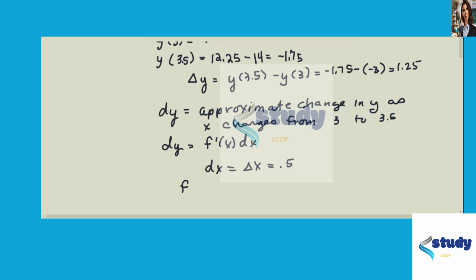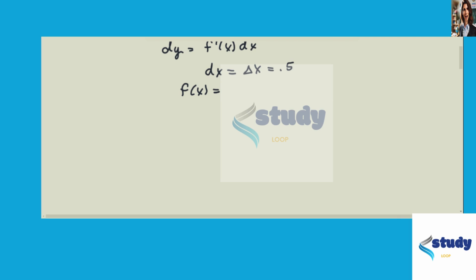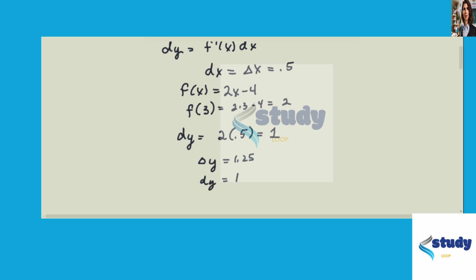So we've got to find the derivative of that function. f of x equals x squared minus 4x, so f prime is 2x minus 4. You want to find it at 3, so 2 times 3 minus 4, which is 6 minus 4, which is 2. And so dy is 2 times 0.5, which is 1. So delta y is 1.25, the real change, and our approximation is 1. If you didn't have to get really close, that's probably a good enough approximation.